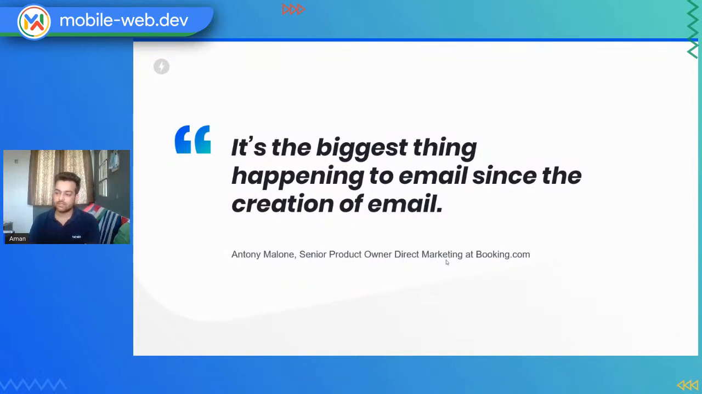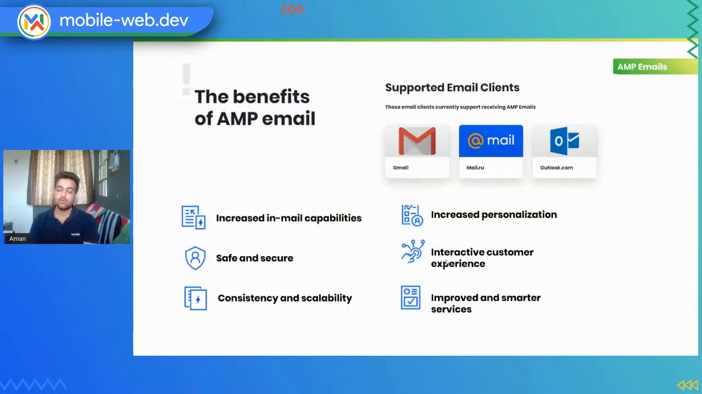According to the director of Booking.com, AMP email is the biggest thing that has happened to email so far. There is no fancy thing about emails, but AMP email is the fancy thing. What AMP email does is make your email interactive. You can create forms, carousels, and add any JavaScript module that AMP offers inside your own email. If you want to get feedback or a rating, you can create an AMP email and send it across these supported email clients.